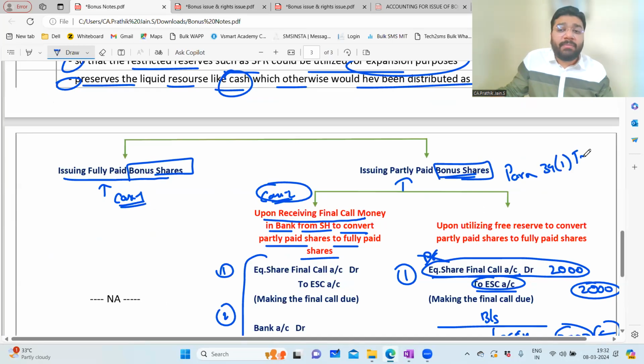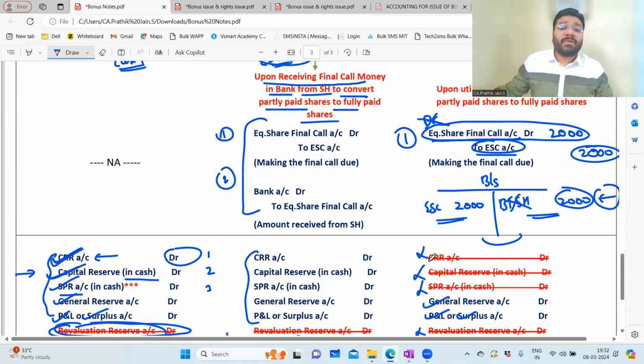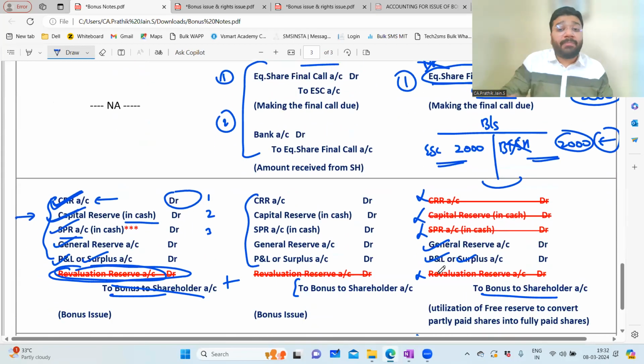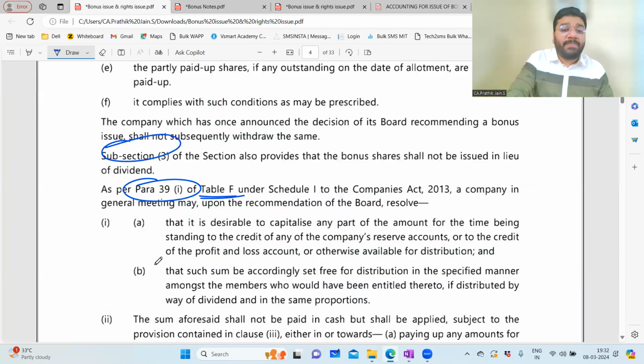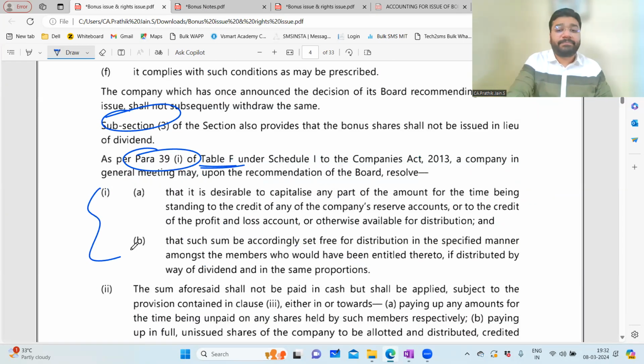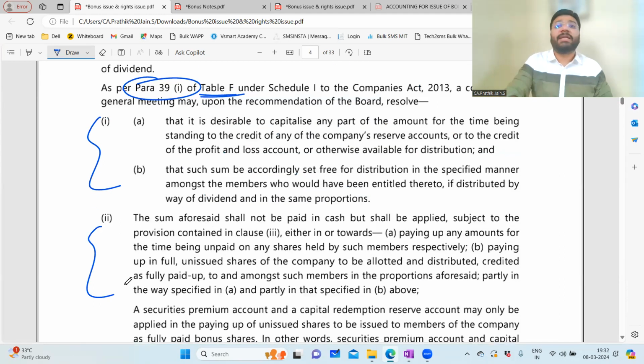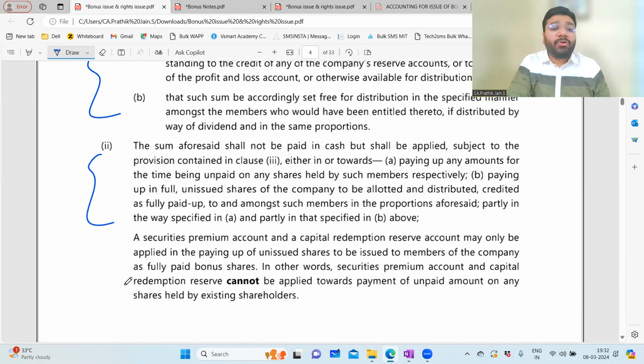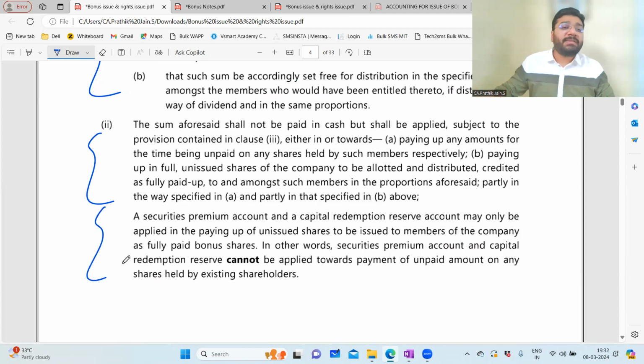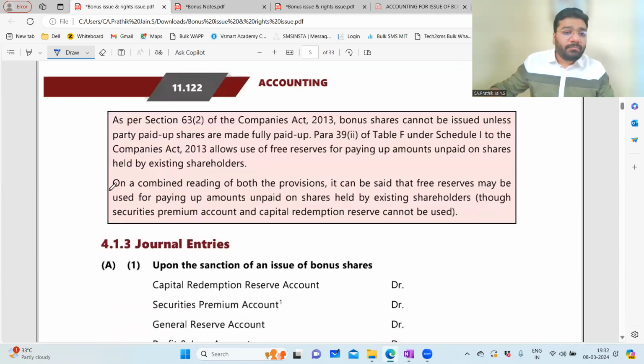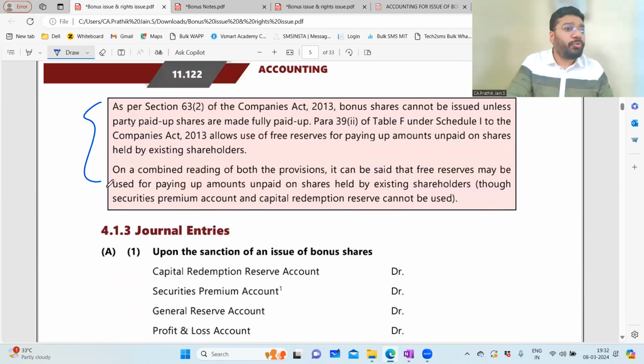So whatever point I said, that there is a process of converting your partly paid into fully paid out of reserves, and that for that purpose you're supposed to use only free reserves and not the other reserves, all that has been mentioned here in complicated language, and I gave you the same thing in simplified language. All this I want you to go through.